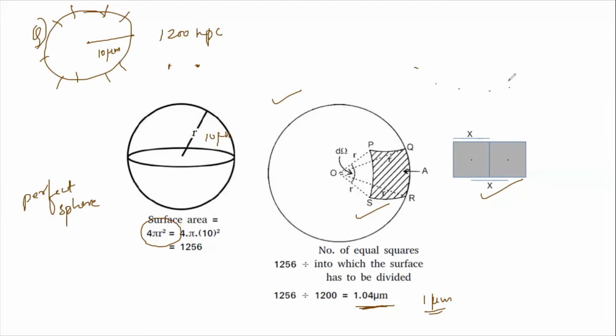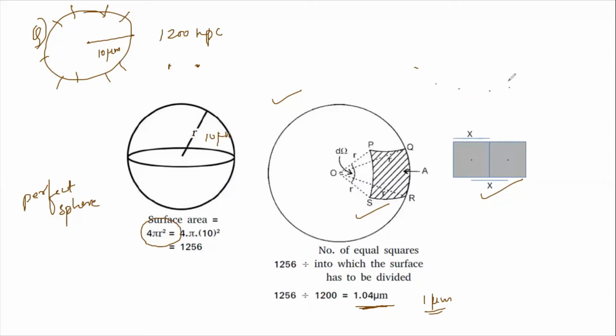What was your method of solving? I didn't take anything specific in terms of whether it is a circle or anything, ma'am. The total number of NPCs is 1200. Then the space occupied by the nuclear pore complex is going to be 1.04 micrometer. I got help from my brother also.